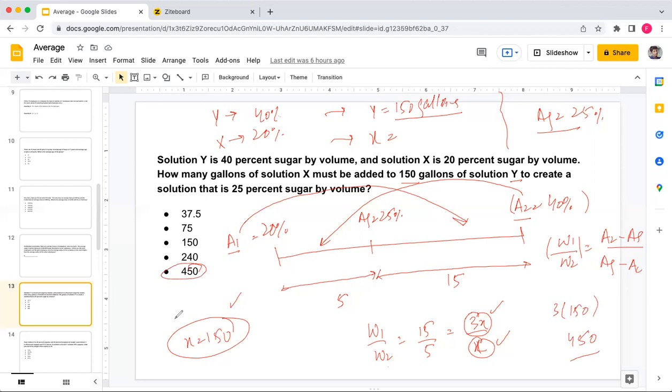You got the point? Can you please explain the ratio part? I didn't get W1 by W2. What are the values that you took?